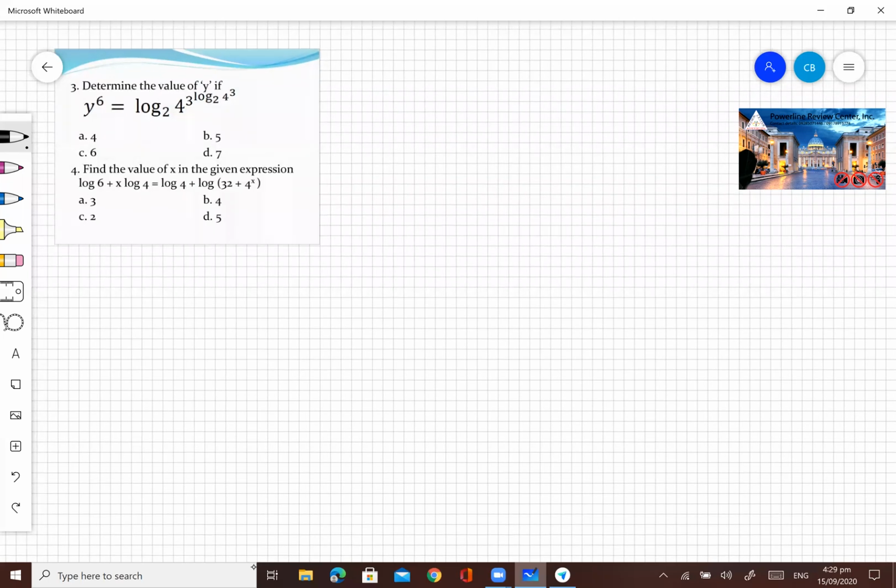Medyo may delay lang ng konti. So, antayin ko lang yung delay. Okay. So, number 3. So, we have the logarithmic equation. Determine the value of y.